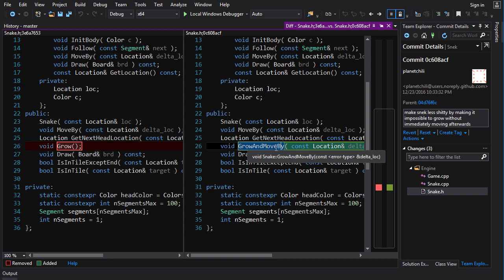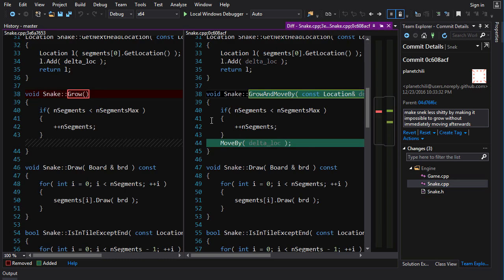So it's making the move and the grow inseparable, because you have to move right after you grow. So there's no reason in separating these. So I made a function move and a function grow and move, and in Sneck.cpp, grow and move just does the same thing as grow, except it calls move right afterwards.